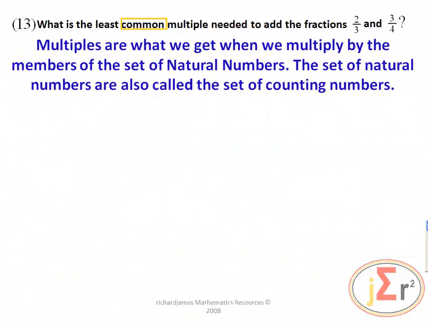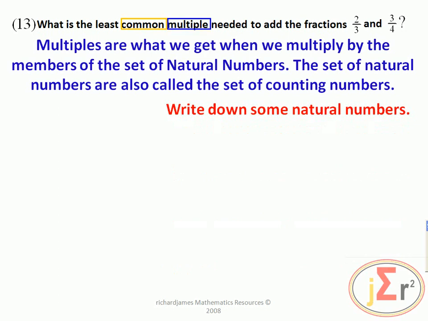Multiples are what we get when we multiply by the members of the set of natural numbers. The set of natural numbers are also called the set of counting numbers, right? If we multiply by the members of the set of natural or counting numbers, the results that we will get are multiples. So let us take a look at that. Write down some natural numbers. Write down some counting numbers. Because natural numbers and counting numbers are the same.